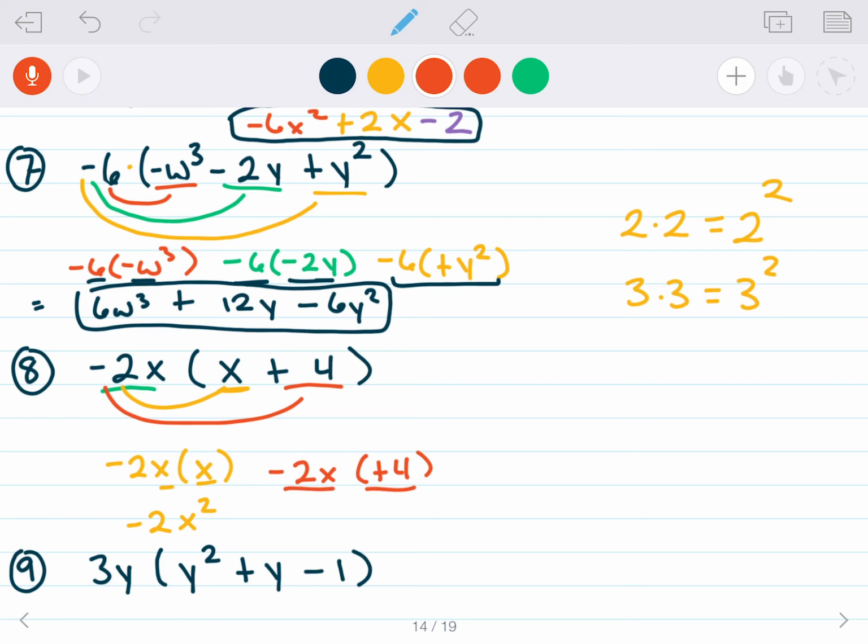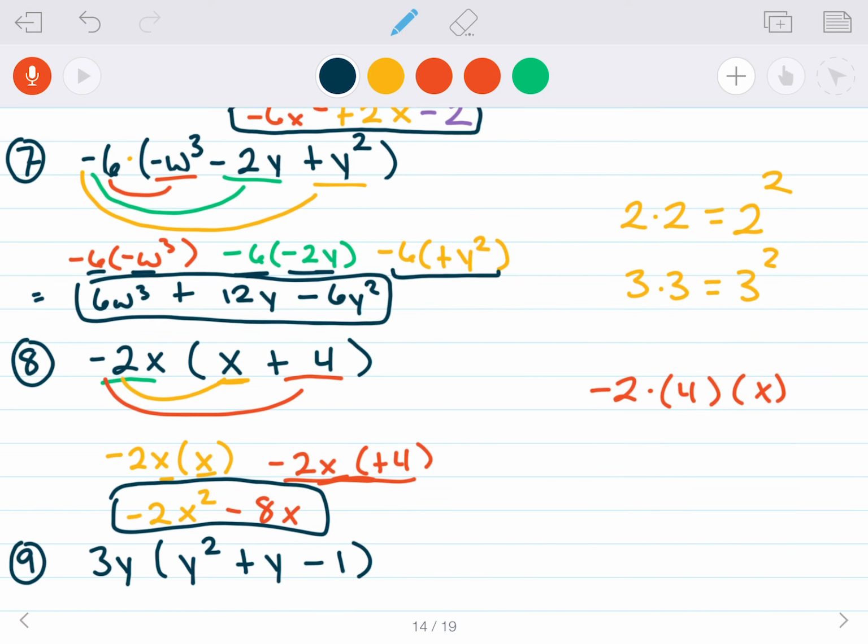Again, we're multiplying here, so we have negative 2 times positive 4 times x, right? Multiplication commutes, we can switch the order, so we get a negative 8x. And this is our fully simplified answer. We can't combine like terms because the x squared and the x have different exponents, so that is fully simplified. Okay, let's do the last one down here.